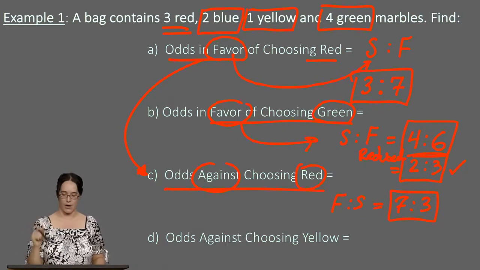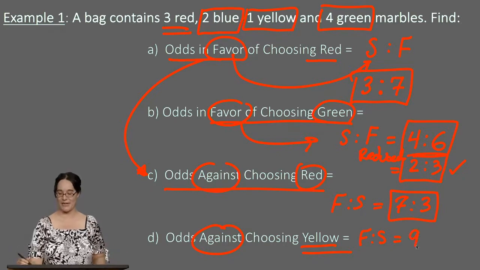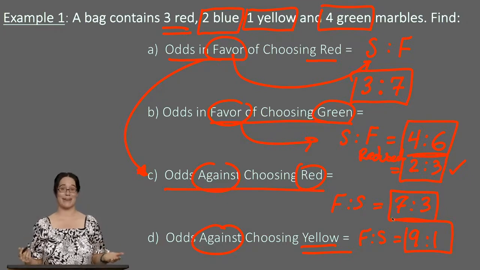Finally, it asked me for the odds against choosing yellow. Okay, odds against choosing yellow. So that would be failure, odds against, right? Failure to success for yellow. How many ways can I fail to get a yellow marble? Well, there's only 1 yellow marble in a bag of 10, so I can fail 9 different ways, right? And I can only succeed the one time I get the yellow marble. So the odds are against me, 9 to 1. If I was a betting person, I would not bet on this one.